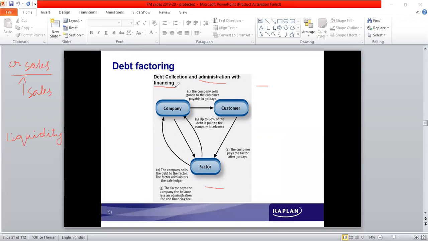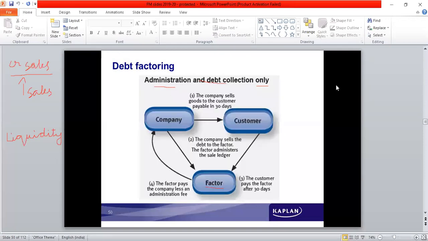So that is the concept. Now, how is the second one and the third one different? In the second one, the factor deducts only the administration charges but not the cost of finance. The cost of capital is not deducted when the amount is remitted. So that will be handled separately.